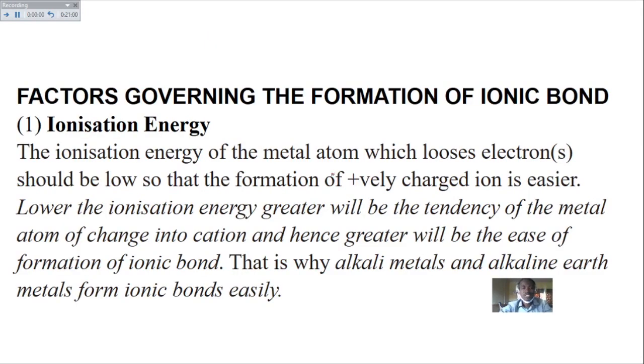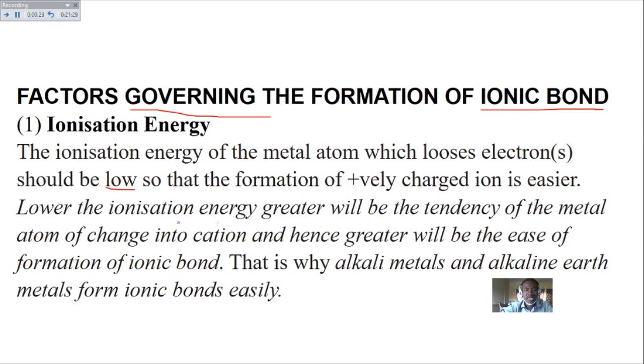Good. Now let's talk about the factors governing the formation of ionic bond. Talk about the ionization energy, which we've talked about before. The ionization energy of a metal atom which loses electrons should be low. I've told you about this particular one. It should be low so that the formation of a positively charged ion is easier. If it is low, then the energy you are going to put into the system to release the electrons will not be much.